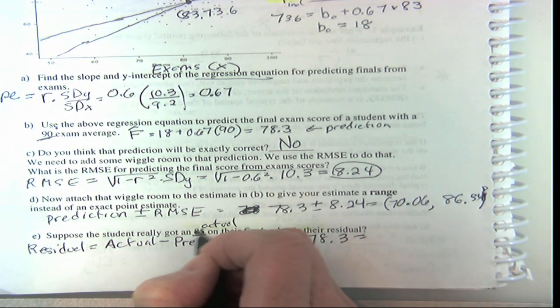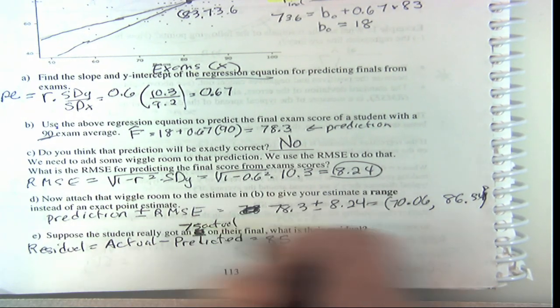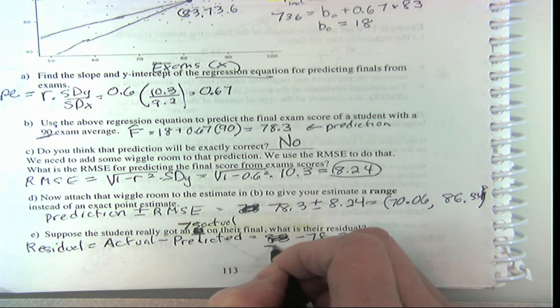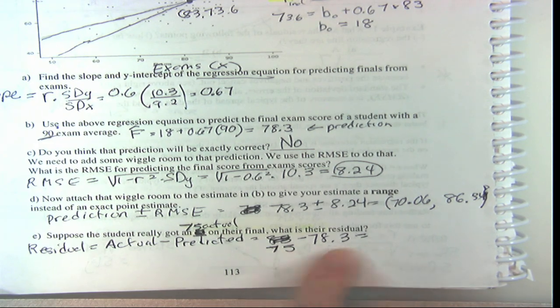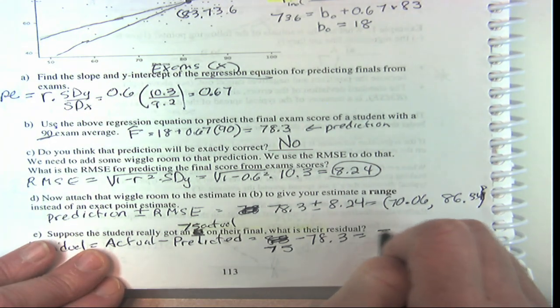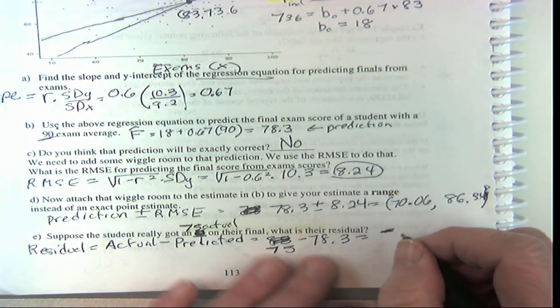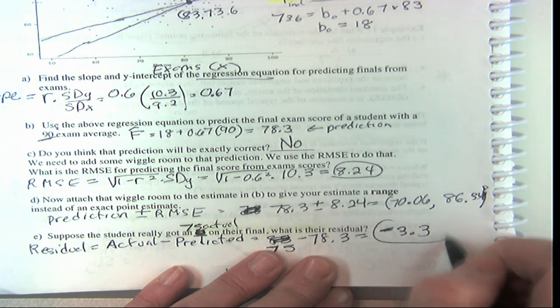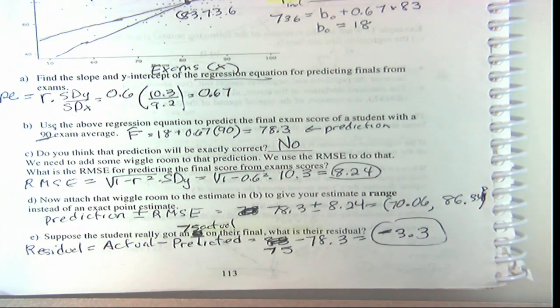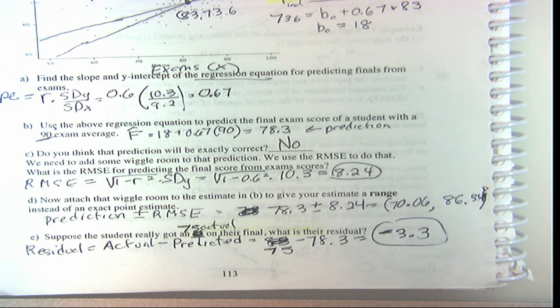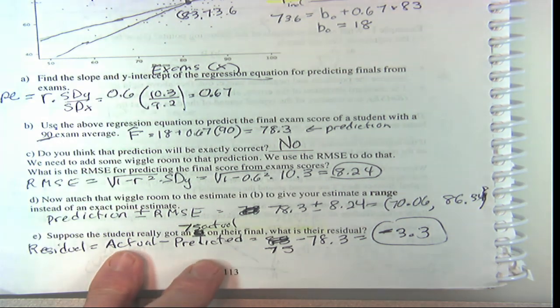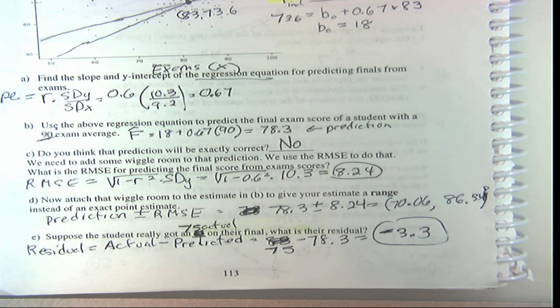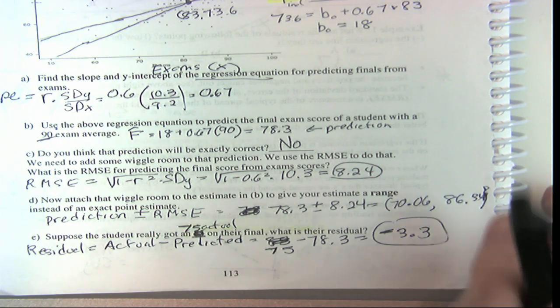Let's make it 75. I just want to show you why it's negative sometimes. Let's say you actually got a 75. You'd put the actual first minus the predicted, and now you get a negative number, so it shows you it's below what's predicted, and it's negative 3.3. The negative tells you it's below. So make sure to do actual minus predicted. Any questions on that? All right.